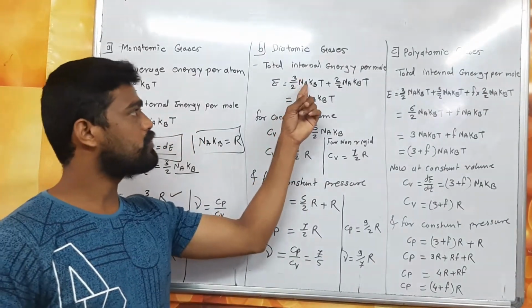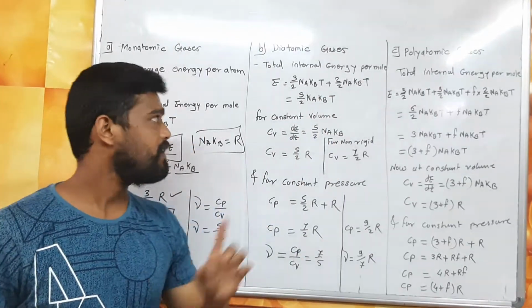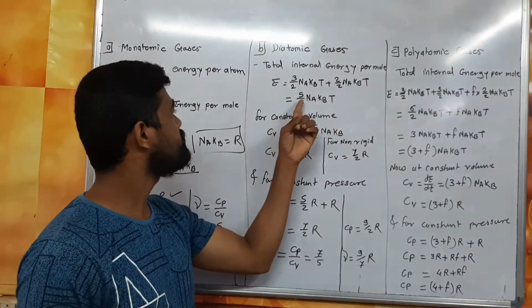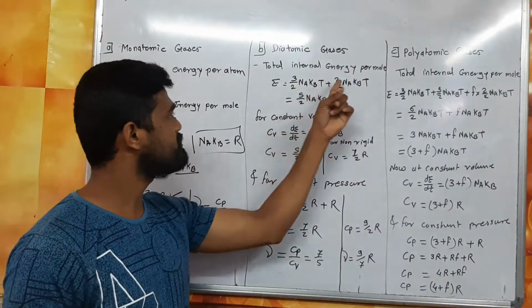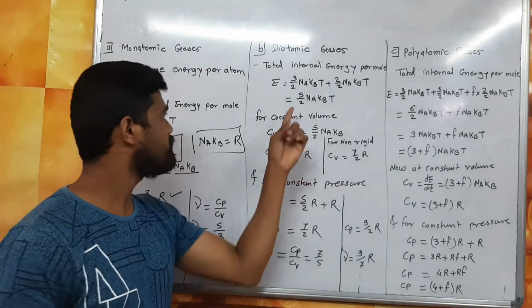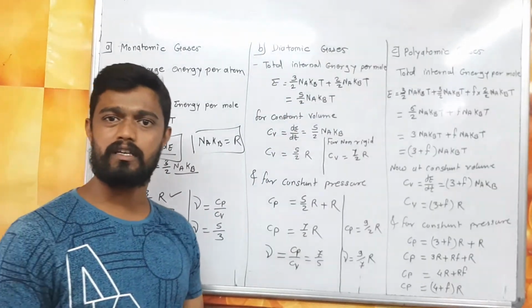Okay, two translational and one rotational motion. So I got it. This nKBT is common, so I just add these two factors. So I got 5 by 2 nKBT as my total internal energy.